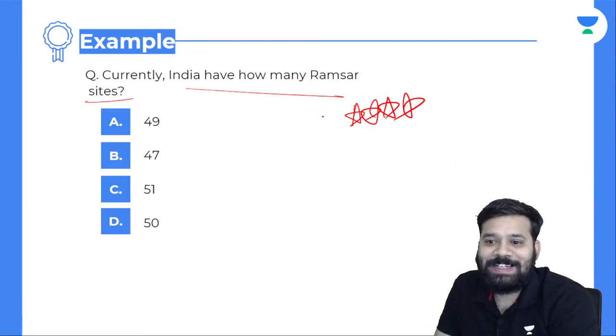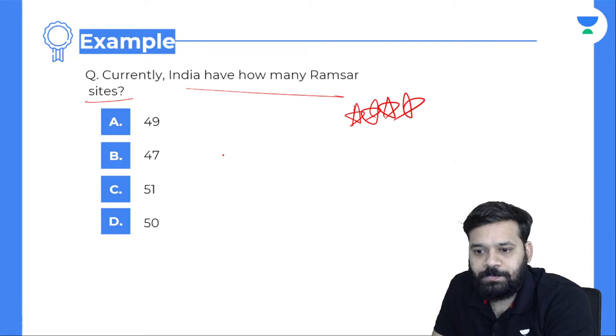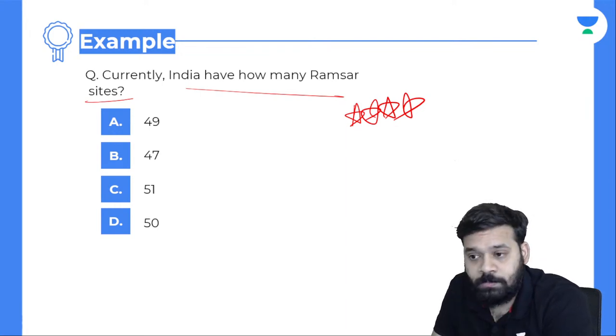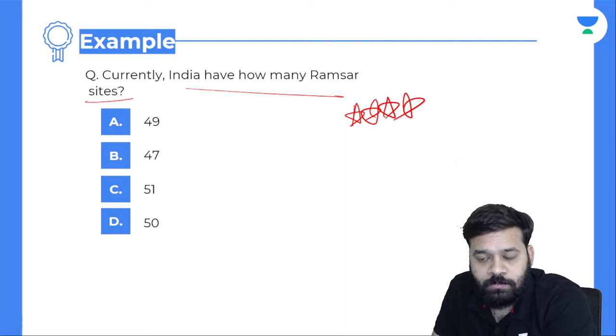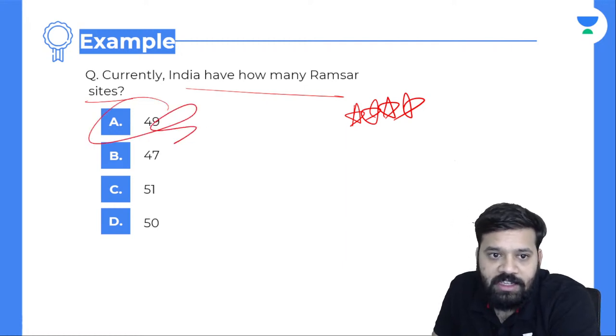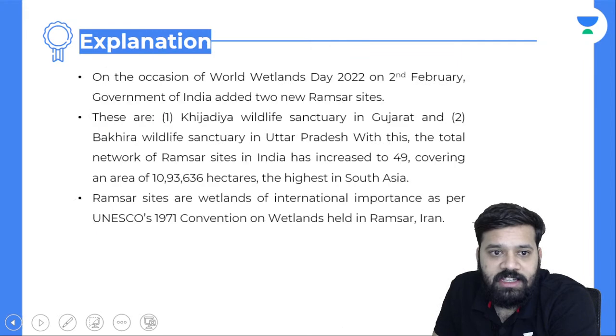How many Ramsar sites are in India at present? 49, yes, correct, Himanshi. Let us have a look.